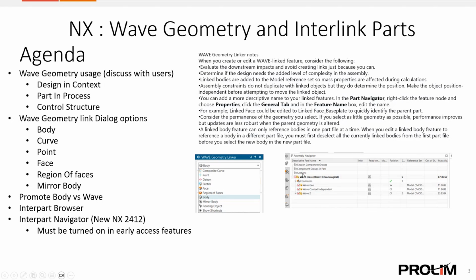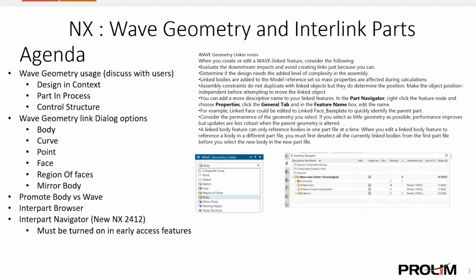If you look at this particular assembly I set up, I have my wave geometry part, my wave context independent, which we'll get into in a few minutes, and then the wave 2. Wave 2 is the normal way that you would set up a wave geometry part. You can see here my mass is double compared to these other ones. We'll get into how to avoid that and what we can do about it. Just know, with the traditional method, you will see double the mass.